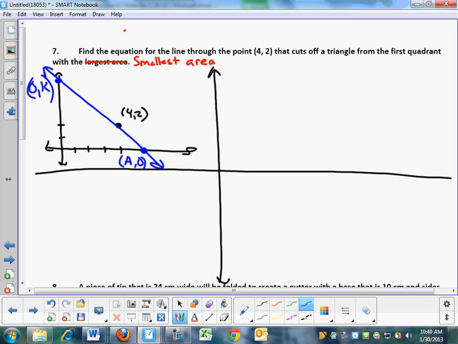All right, Christina. So we've got that. Oh boy, what should we do? What do we need in order to write an equation for a line? What's the point on the line? (4, 2). What's the slope?